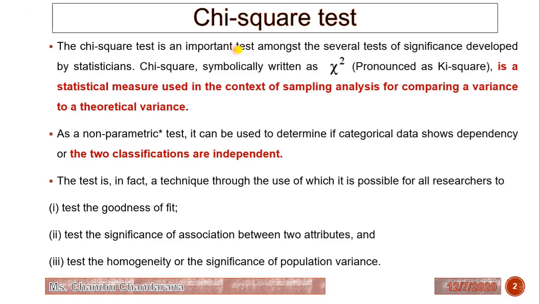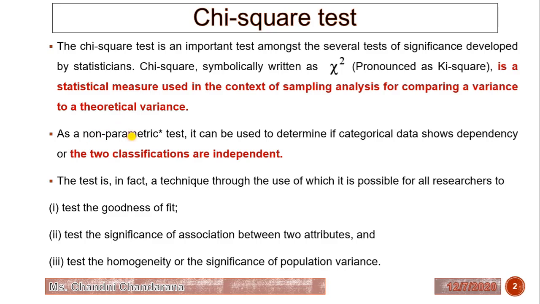Chi-square test is an important test amongst the several tests of significance developed by statisticians. Chi-square, symbolically denoted by this symbol χ², pronounced as chi-square, is a statistical measure. It is used in the context of sampling analysis for comparing a variance to a theoretical variance.